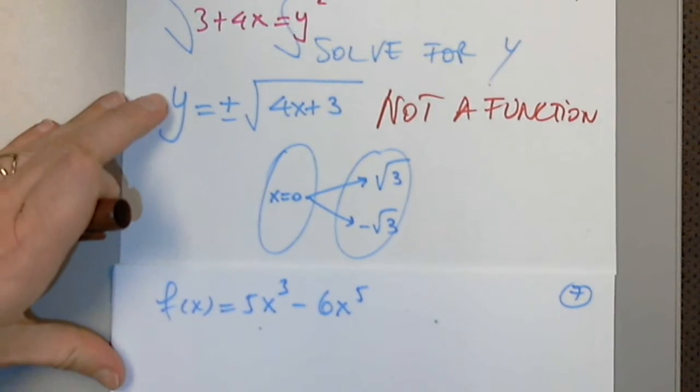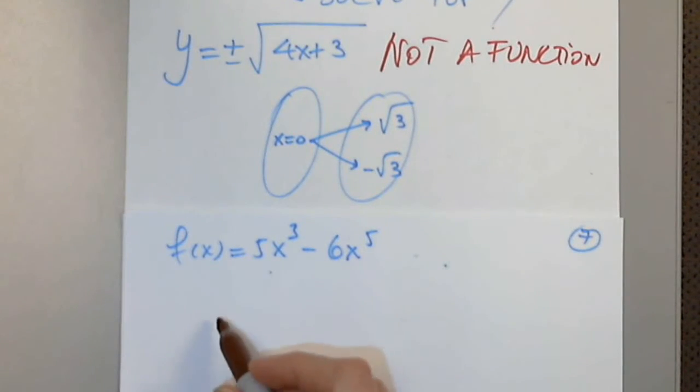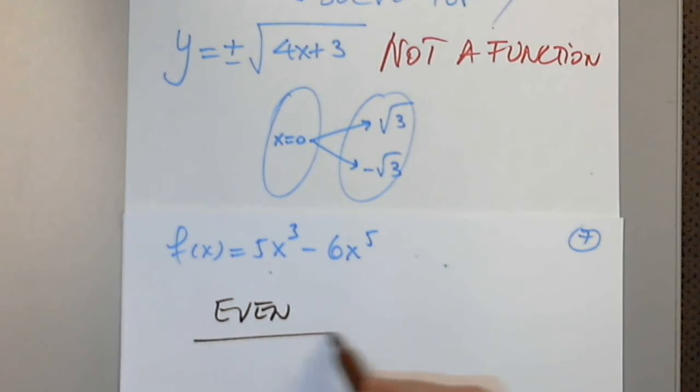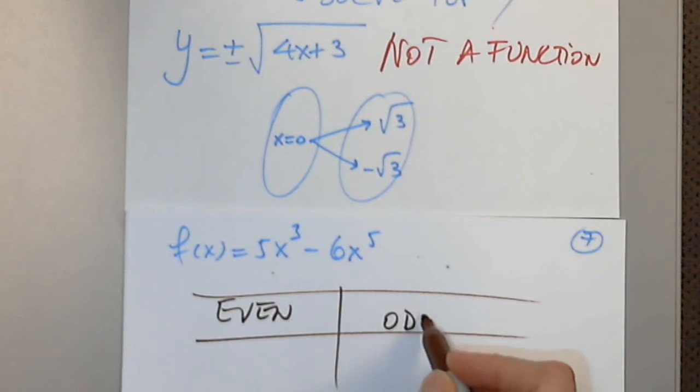Without graphing, I have to make a decision. Now, let me refresh your memory on the two possibilities for even and for odd. What is the algebraic relationship? We identified the geometric, right? Symmetric with respect to the y-axis or with respect to the origin. But what is the algebraic relationship for an even function?